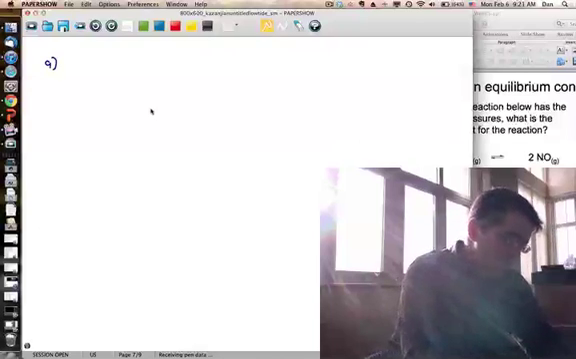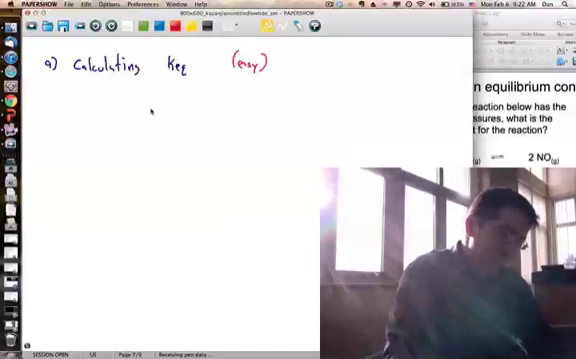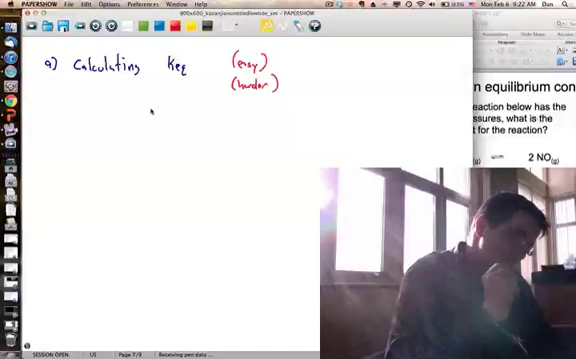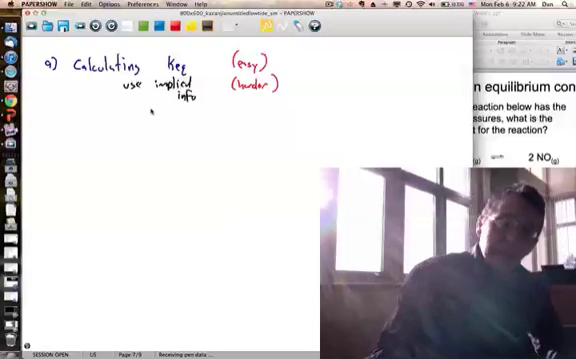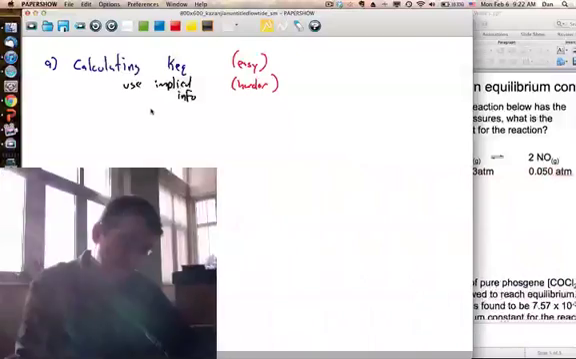So let's look at two things dealing with equilibrium constants. Calculating an equilibrium constant, and that will be the easy way. And then we're also going to look at a slightly harder way that requires us to use implied information, information hidden in the problem to answer the question of what the equilibrium constant is.